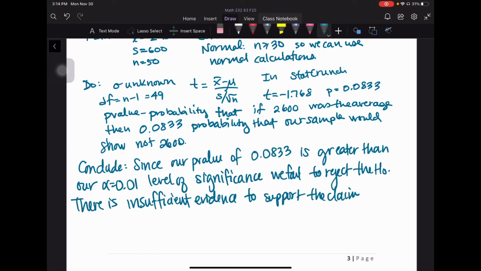Okay, so since our p-value of 0.0833 is greater than our alpha equals 0.01 level of significance, we fail to reject the null. There is insufficient evidence to support the claim. So we've put it in context about the alternative hypothesis, we've stated that we're talking about the null hypothesis we're failing to reject, and we've also talked about the p-value. So this is our four-step process for testing hypothesis.